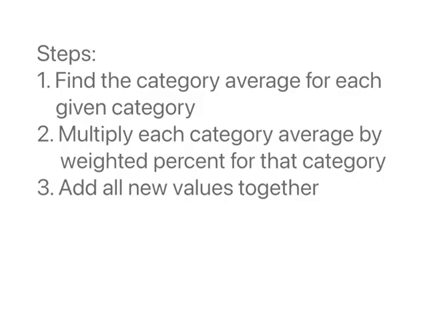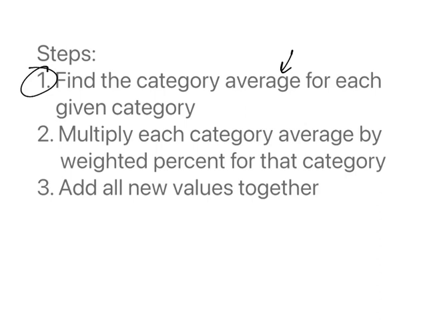There are 3 basic steps. First is to find the category average for each given category, and that's a basic average. So if we're talking about homework being a category, we're going to add up all the homework values, divide by how many there are, and that's going to give us our category average. Sometimes this is given to you. So sometimes step 1 is going to be done, sometimes it's not. You got to pay attention.